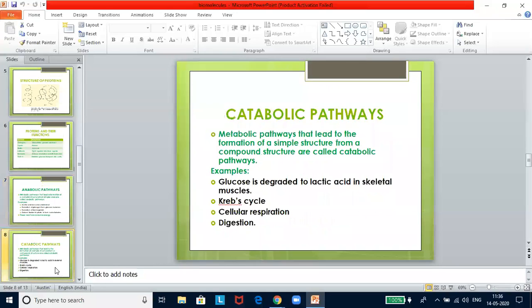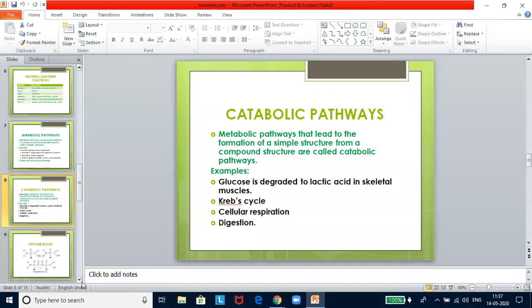The next one is the catabolic pathway. Metabolic pathways that lead to the formation of a simple structure from a complex structure are called catabolic pathways. Examples: glucose is degraded to lactic acid in skeletal muscles, Krebs cycle, cellular respiration, digestion. These are all catabolic pathways. And here energy is released during the process. So these reactions are exothermic in nature.